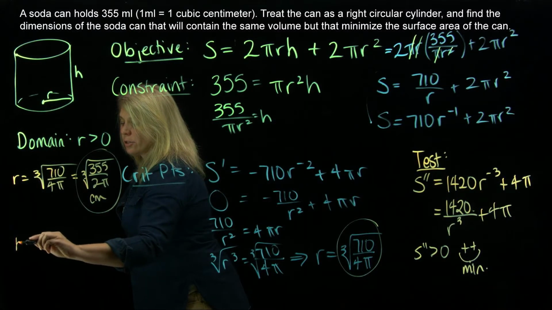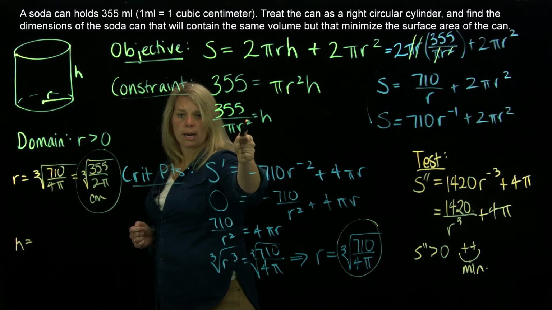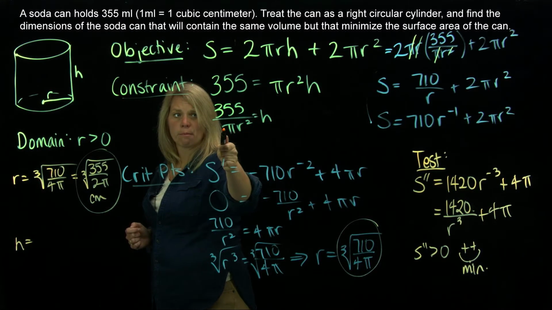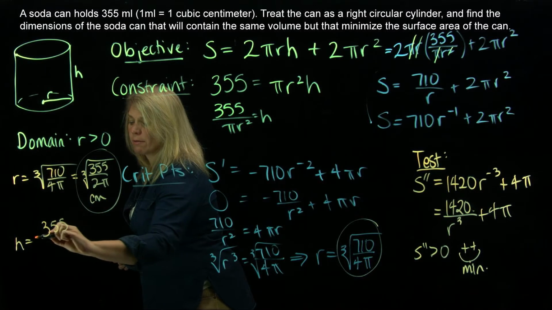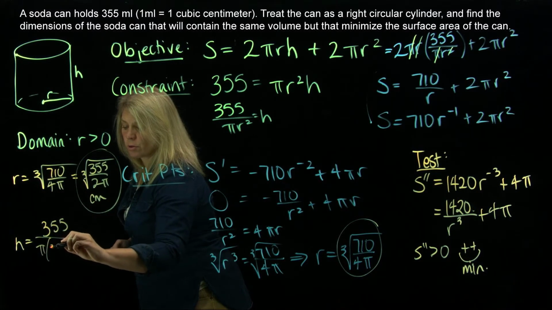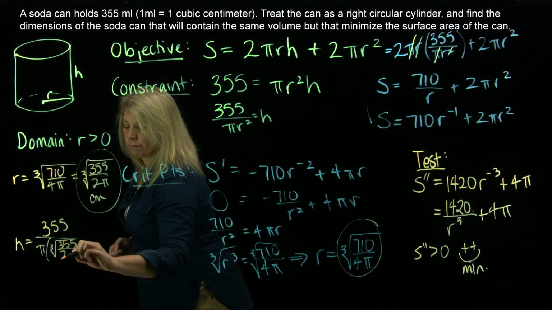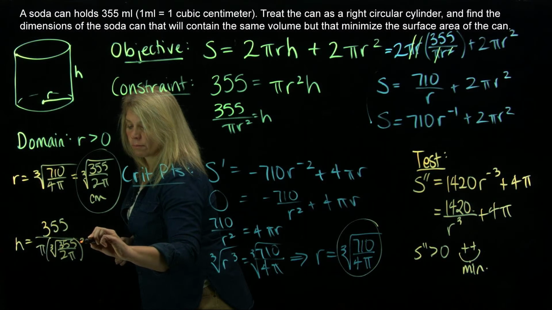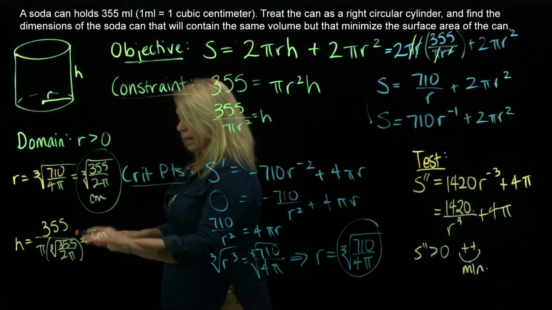And then for our h, I want to go to where I have a relationship between r and h, and I can use that to figure out my h value. I'm going to just leave it in kind of an unsimplified form for now. Pi times my r value squared. If you want to do some algebra and some housekeeping on that, you can. I'm going to just leave it like that.